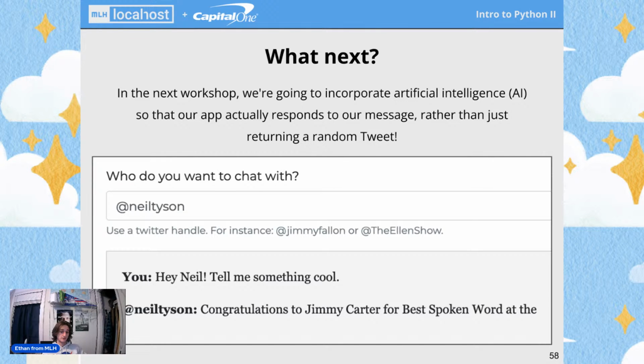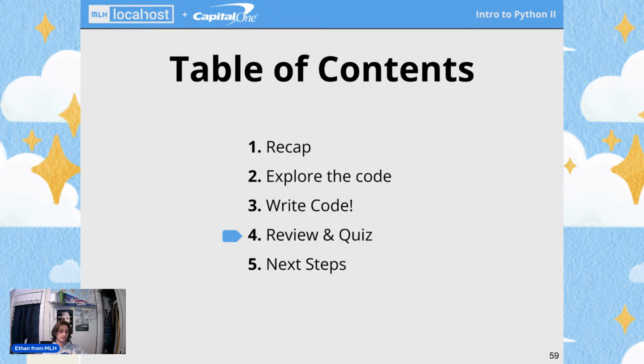And in the next workshop, we're going to incorporate artificial intelligence so that our app actually responds to our message rather than just returning a random tweet. Right now, when you type in an at, it's going to try and make a chat with all of the different tweets that this user had. But in the future, we're going to use AI so it can think a little bit more about what it's going to return. And it might return a tweet that makes more sense for what you type in.